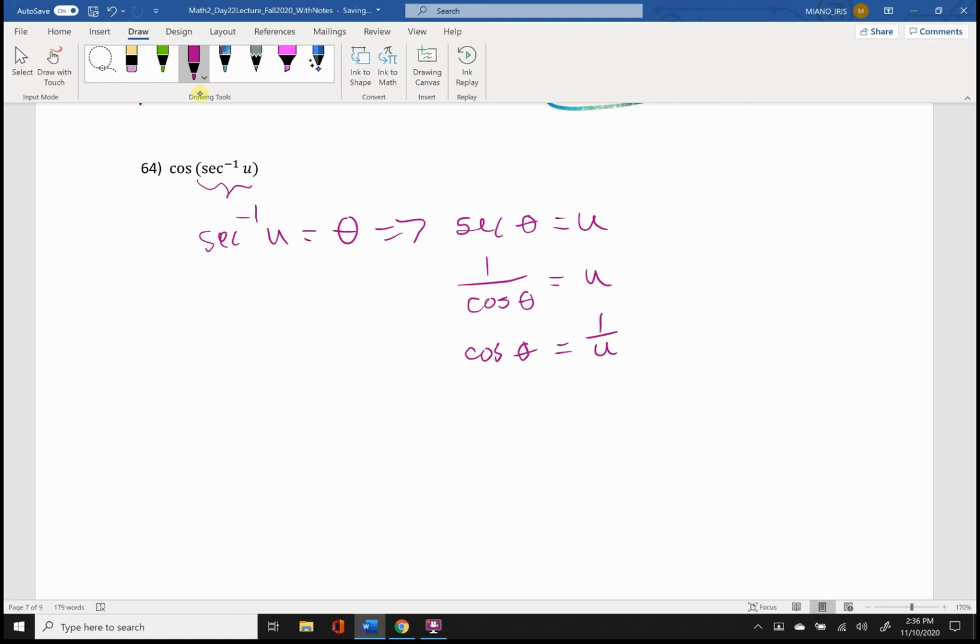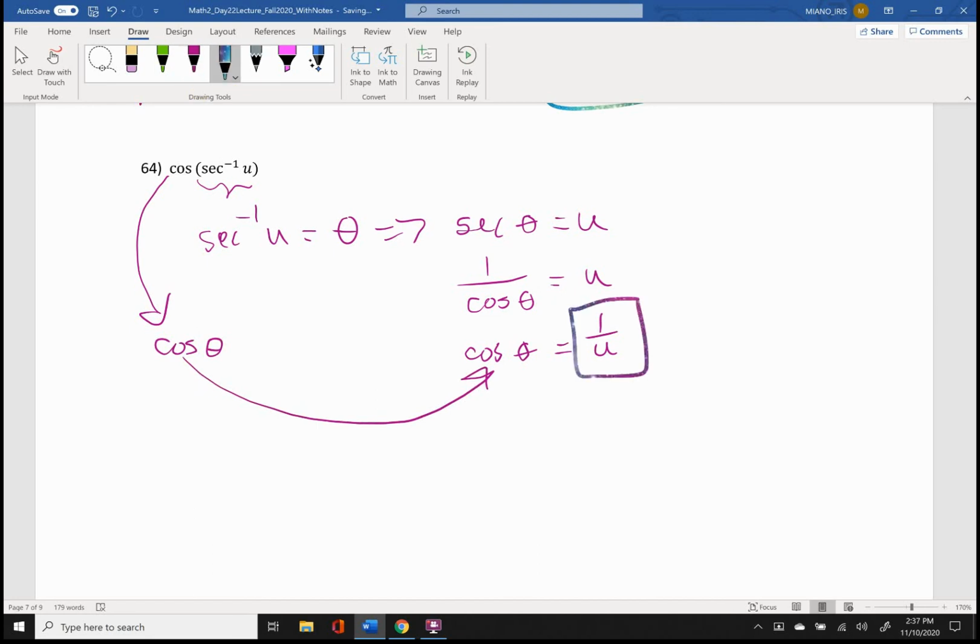Now, what do you get when you replace the secant inverse u by a theta? Well, you get a cosine of theta. But what did I just define cosine theta as? 1 over u. Bing, bang, boom.